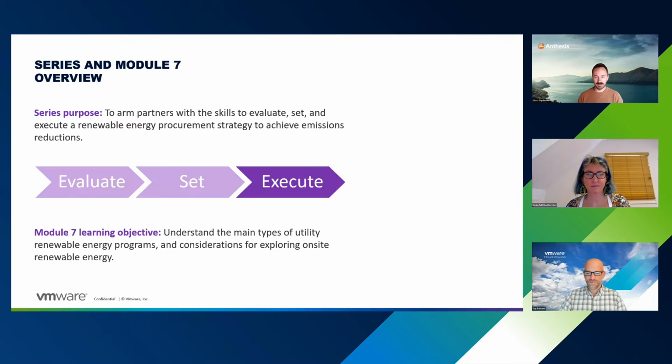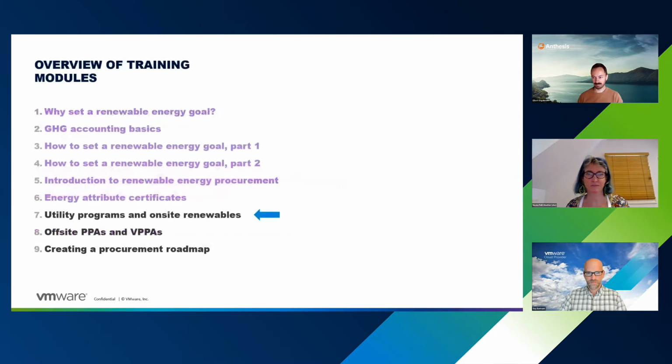We're now in sort of phase 3 of this, where we have evaluated some goals, we've set a goal, and now we're working on executing on that goal. In today's module specifically, we're going to be talking about some utility renewable energy programs and additionally some on-site renewable energy programs. We're going to be talking about different kinds of utility programs, different kinds of on-site solar technologies, and what might be the best fit for your organization. Again, this is module 7.